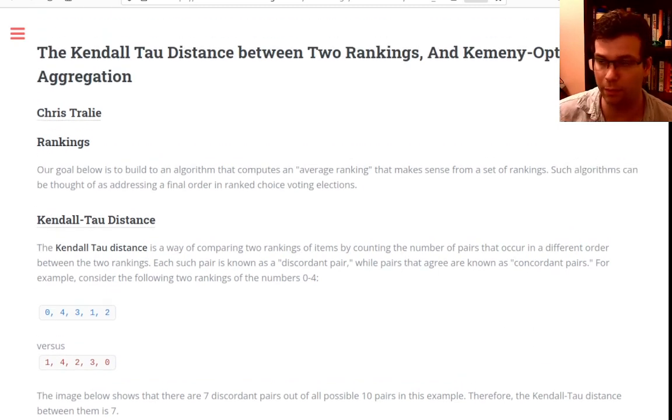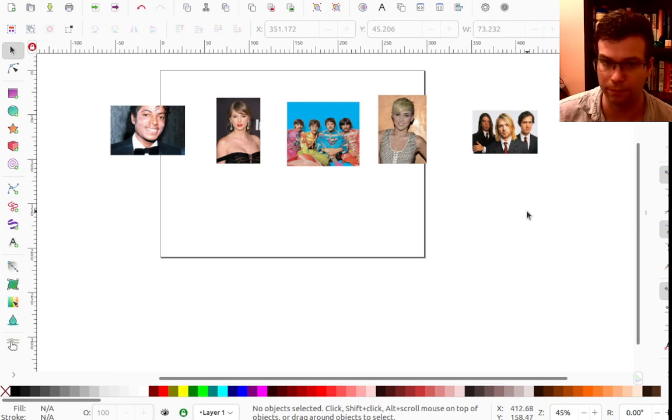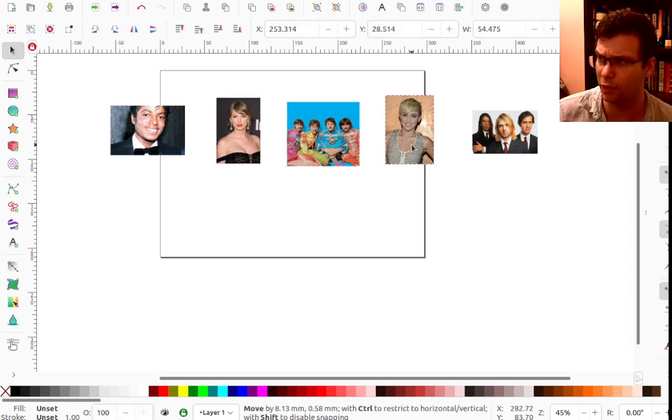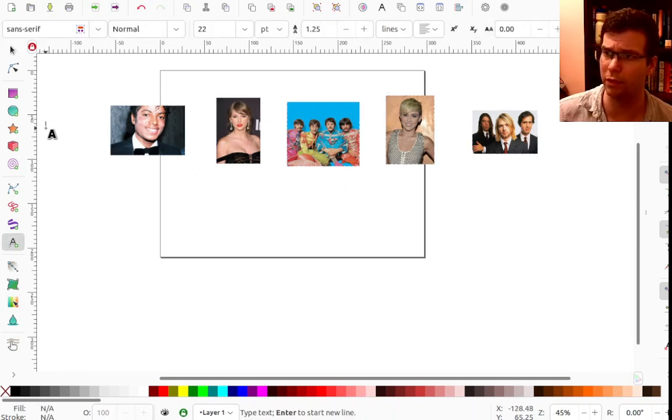So let me give you an example that's a bit like the data on the homework. Let's say that I had these pop stars. And let's say that maybe this was the ranking that I came up with. So Michael Jackson is number 1, Taylor Swift number 2, Beatles 3, Miley Cyrus 4, Nirvana 5. And let's say that somebody else has a slightly different ranking. So maybe this is my ranking. I'll say ranking 1.